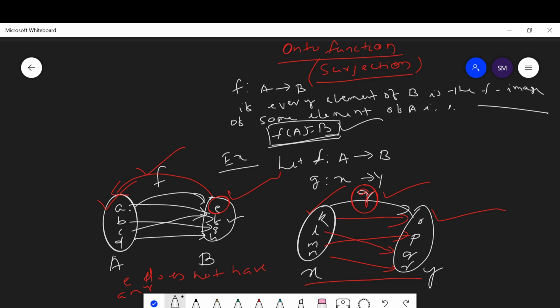Onto functions are also called surjections. You know what one-one functions are, and then you know what onto functions are. Now let us discuss another example.